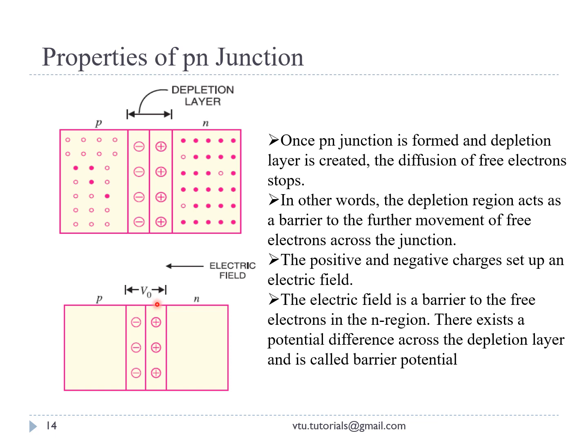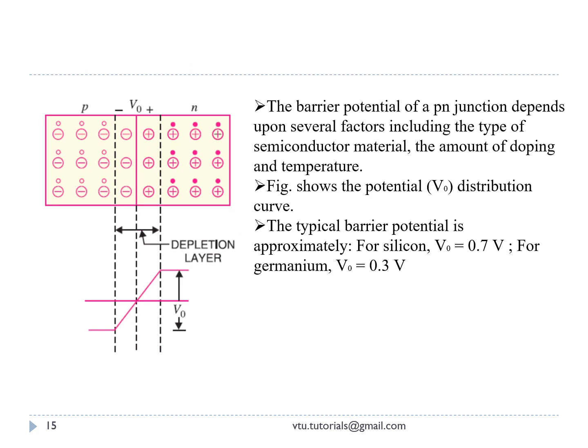This electric field is the barrier to the free electrons in the n region, and there exists a potential difference across the depletion layer, called the barrier potential V0. The barrier potential of the PN junction depends upon several factors, including the type of semiconductor material, the amount of doping, and temperature. And the figure here shows the distribution curve of the potential.